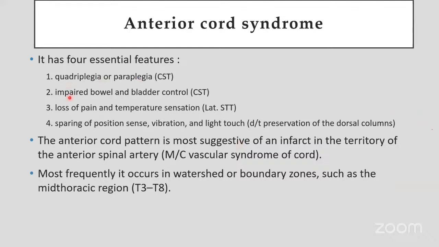This results in quadriplegia or paraplegia, impaired bowel and bladder control, loss of pain and temperature sensation because of involvement of the spinothalamic tract, and sparing of position sense, vibration sense, and light touch. This is most commonly seen in anterior spinal artery infarcts, although this is more frequently seen in the watershed or boundary zones, that is the mid-thoracic region, T3 to T8.